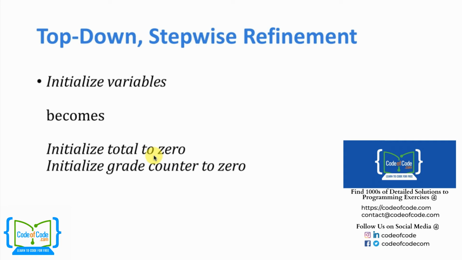In this example, we don't know what the grades are yet, so we are going to break down initialize variables, at least for the moment, into initialize total to 0 so that we can keep track of the total of all the grades, and initialize grade counter to 0 so that as we process each grade we can add 1 to that grade counter to keep track of all the valid grades that we input.